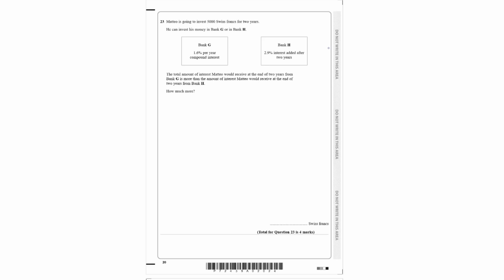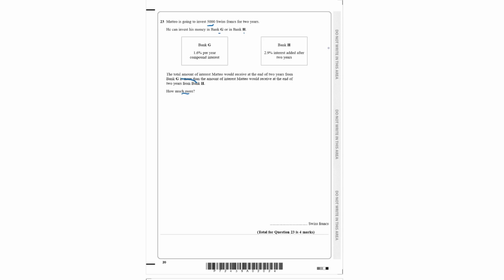Mateo is going to invest 5,000 Swiss francs for 2 years. He can invest his money in Bank G or Bank H. The total amount of interest Mateo would receive at the end of 2 years from Bank G is more than the interest Mateo would receive from Bank H. How much more? So we have to find the difference between the two interests. First, let's find the interest of Bank G.